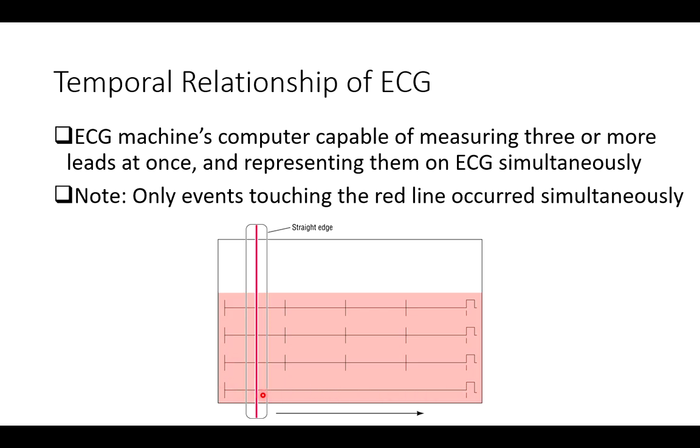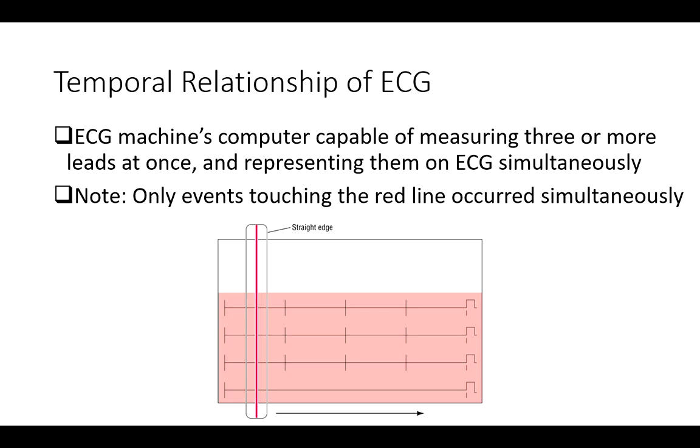And some manufacturers allow you to change this. In the example I showed on one of the first slides, this was lead 2 as a continuous strip. So you had lead 2 represented here, but then it stopped, and you had AVR, AVL, and AVF for the second 3-second component. So remember, all of the events touching the red line, this one here, this one here, this one here, and this one here, occurred simultaneously.